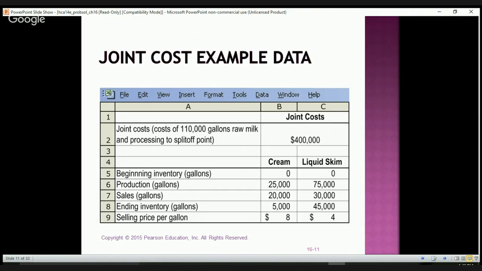Then we have the skim milk. We have production of 75,000 units or gallons. We have sales of 30,000. So we still have in inventory 45,000 gallons of milk. And they are going to sell this for $4.